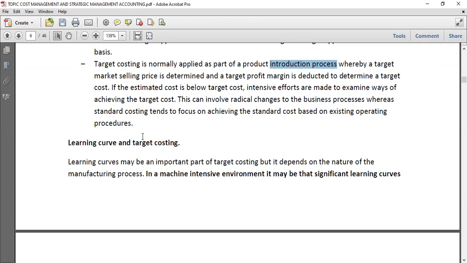With the learning curve, this theory says that labor is more productive with time. Basically, the cumulative time that labor takes to complete a unit product changes every time the number of units doubles. So the learning curve also has a relationship with target costing, but it's only applicable so much when we have a labor-intensive environment.